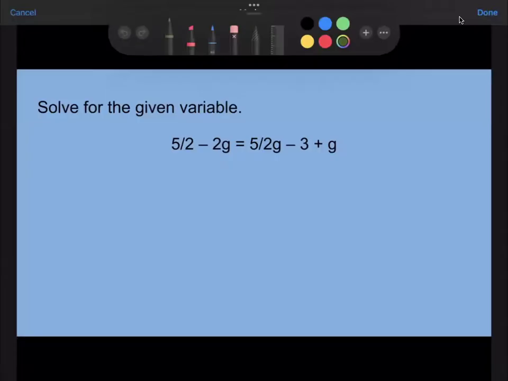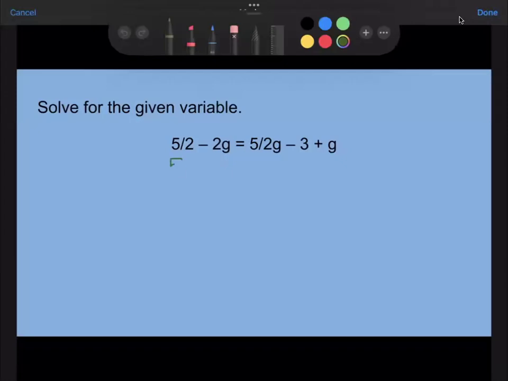Okay, here's our next one. This one gets a little more complicated because it involves some fractions. So we have 5 over 2 minus 2g equals 5 over 2g minus 3 plus g. So before we start even beginning to solve and move things around, we've got to deal with some simplifying. So I'm going to show you a little trick that I use when I am dealing with fractions in an equation that will eliminate the fractions and allow me to just use whole numbers.